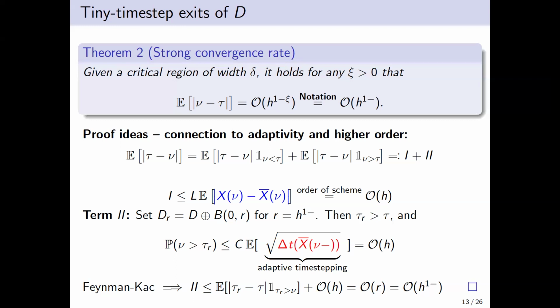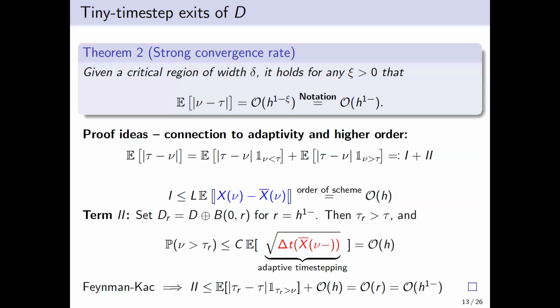That true exit time is, of course, later than the exit time on the smaller domain, because my domain is now large. But it turns out that if I choose to scale my padding correctly, the probability that my numerical exit time on the true domain is larger than the new exit time is negligible. So it's order h. So I just have to figure out how large I need to enlarge my domain in order to control this.